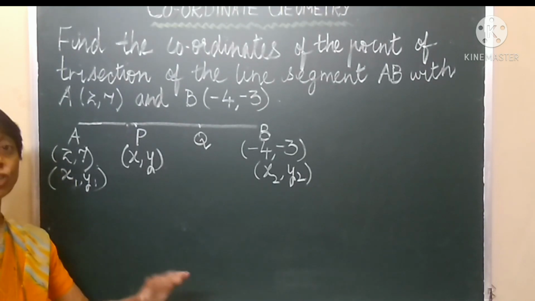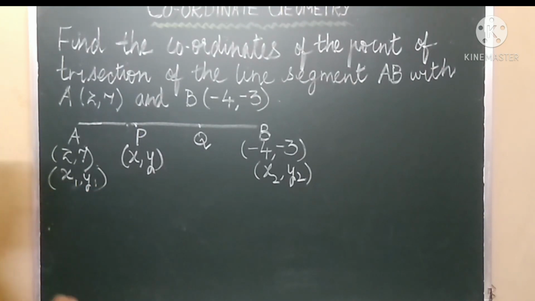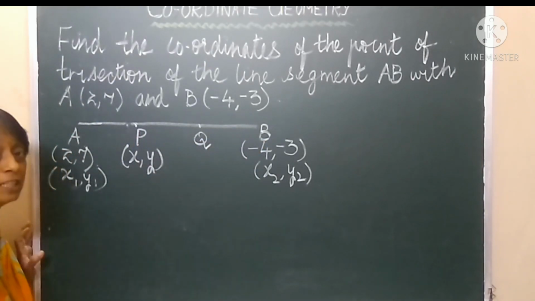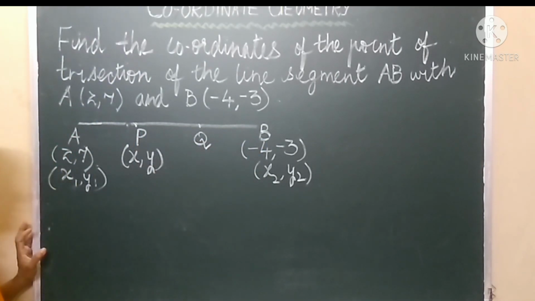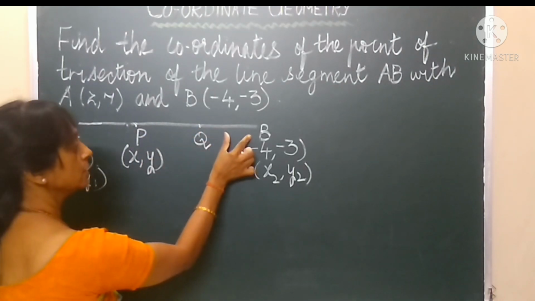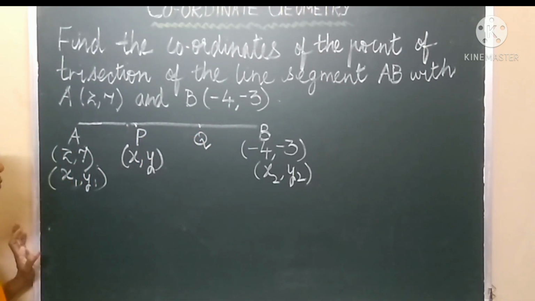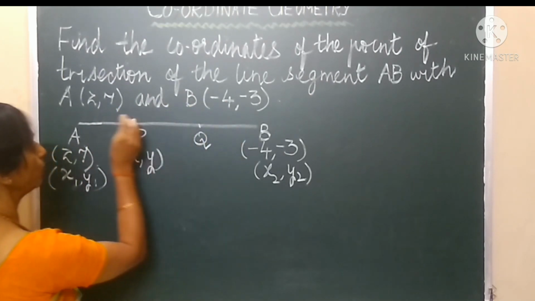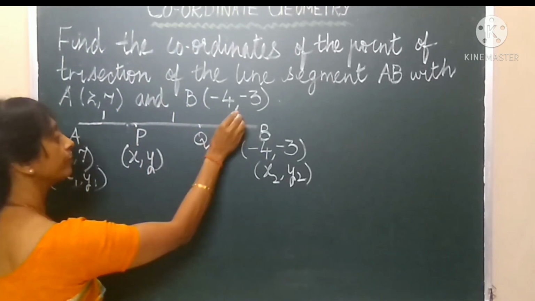We see that P is not the midpoint as the line segment AB has been trisected. Then what is the ratio of m is to n? They have said that this line AB with 2 points has been trisected. If it is trisected, that means each subsegment is congruent. So the ratio will be 1 is to 1 is to 1. And just write it down.